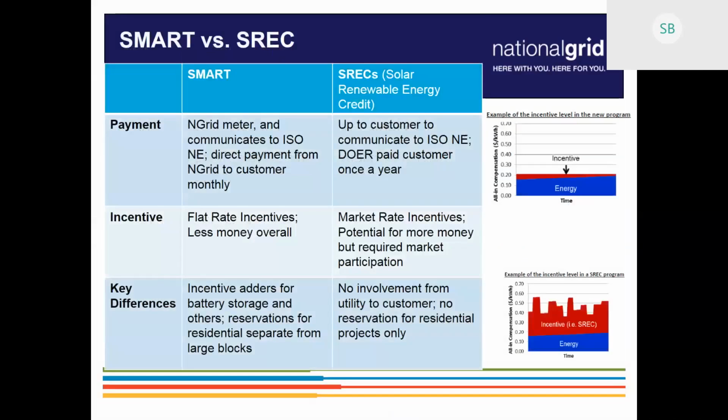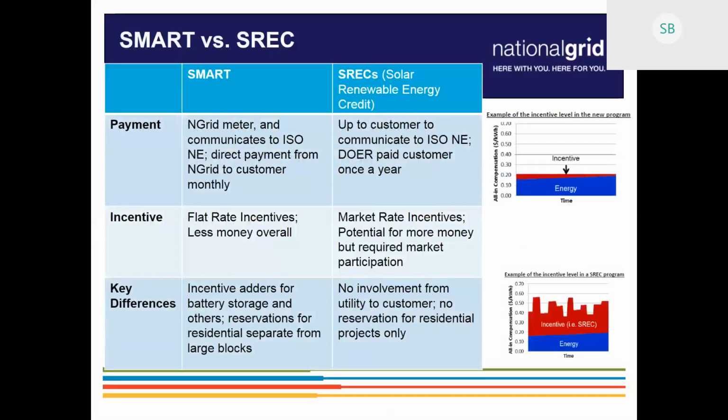This is a chart just to give you a basic rundown of the differences between SMART and the SREC programs, which were the previous solar incentive programs in Massachusetts. As you can see by these 2 charts on the right, the SMART program is the sad-looking chart on the top, and the SREC is the one on the bottom.